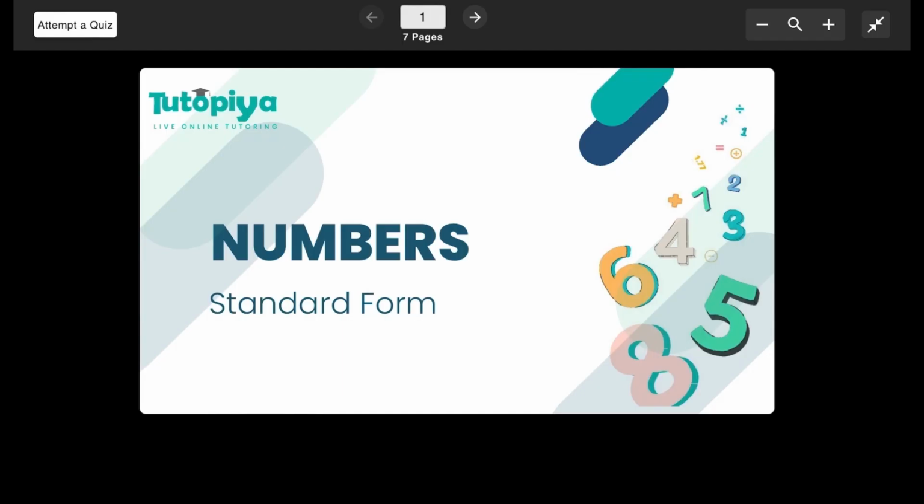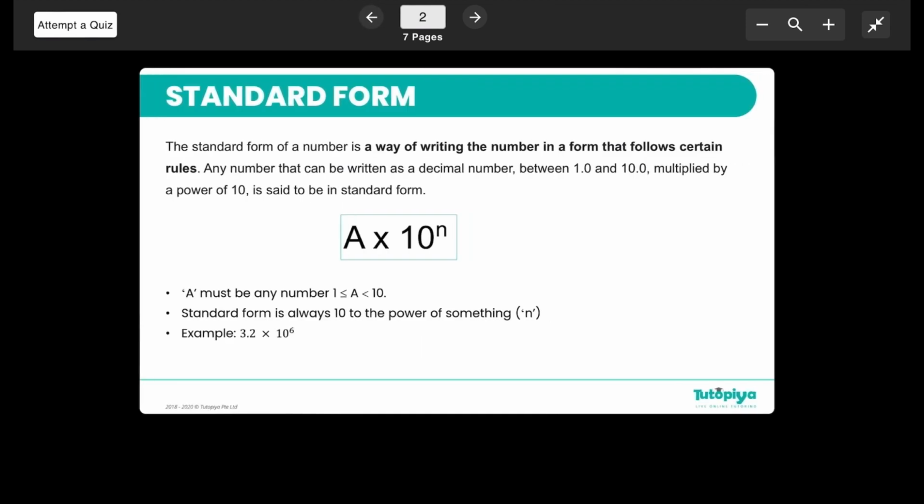Hello everyone, and today we're focusing on Cambridge IGCSE Mathematics, topic of number, subtopic standard form. So today we begin to look at what is standard form.